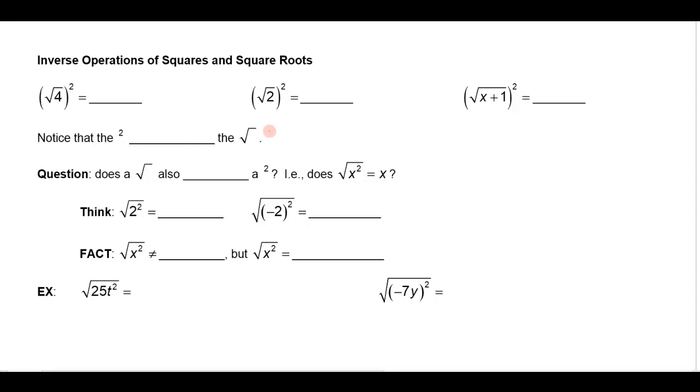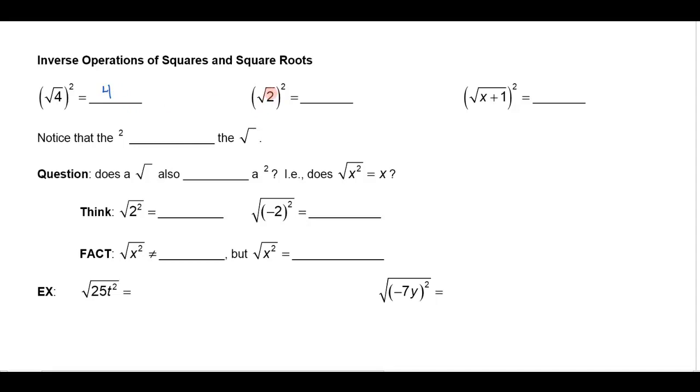Hi everybody. In this lesson we want to look at some inverse operations of squares and square roots. So let's look here at the square root of 4, which we know is 2. And if I square 2, I'm going to get 4 back again, right? By definition, the square root of 4 means the number that you square to get 4. So obviously if I square this number, I'm going to get 4.